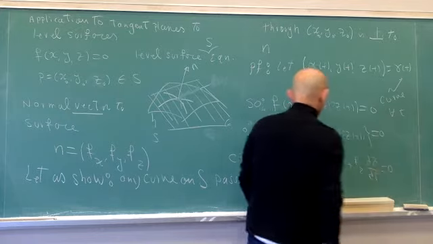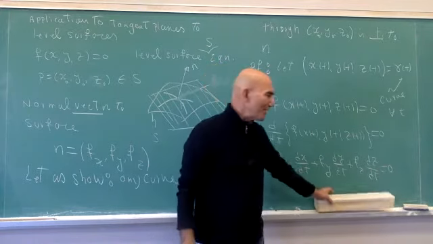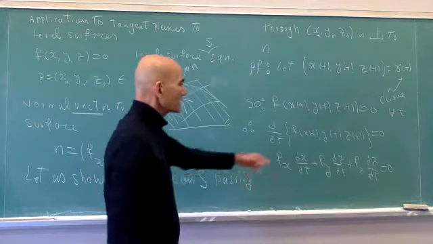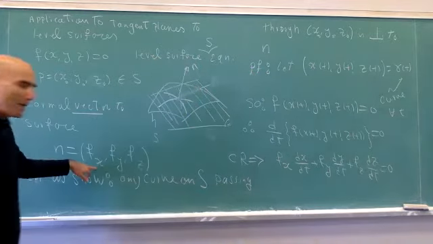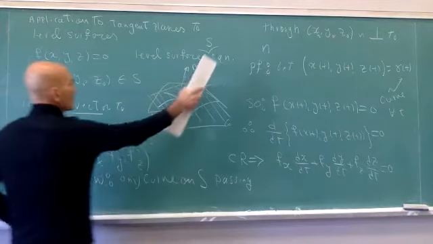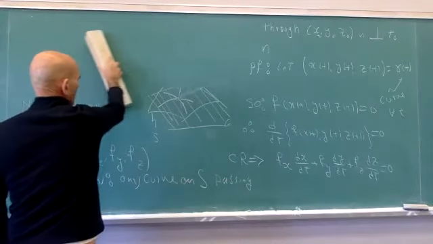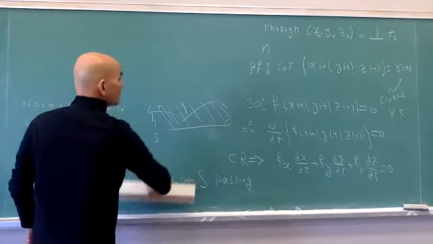And this is equal to 0. So what does this equation mean? This equation means that, well, what is fx, fy, fz? This is the normal vector here, right? This is the normal vector. So let me write down that equation in a very nice form.